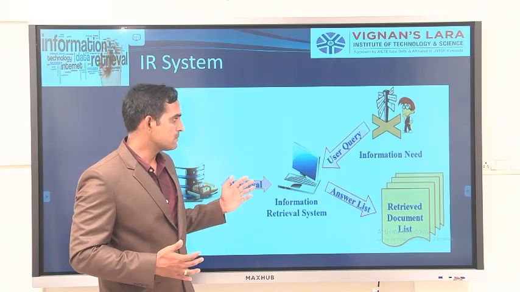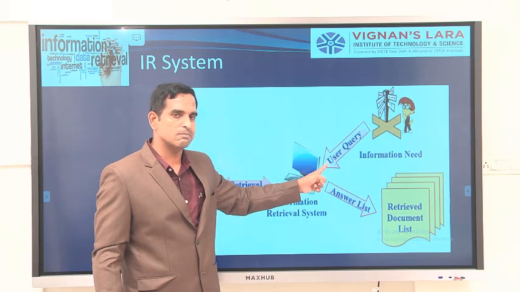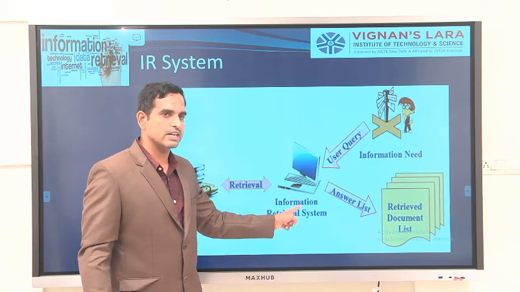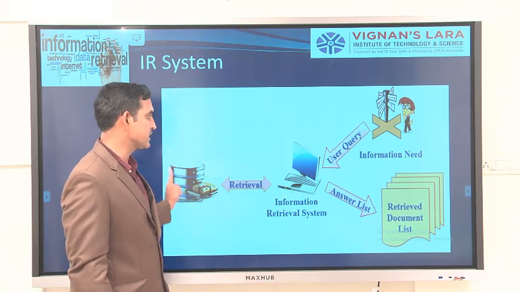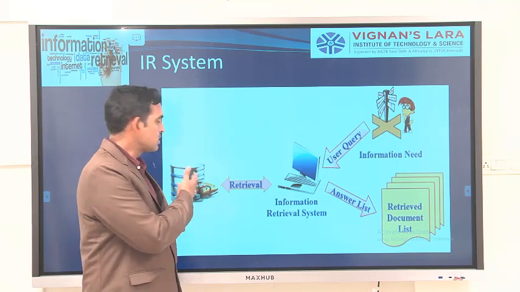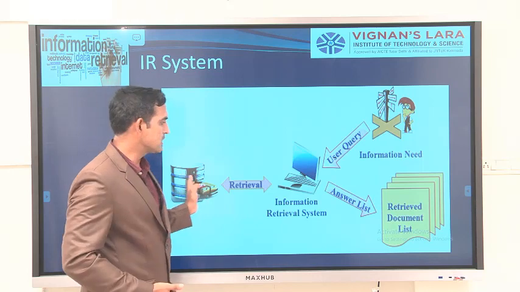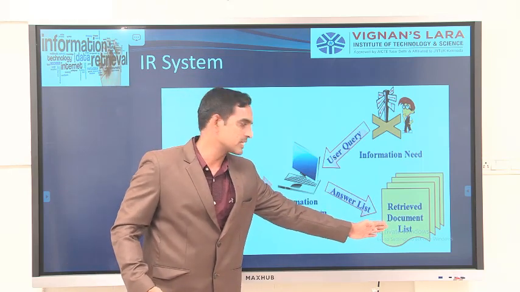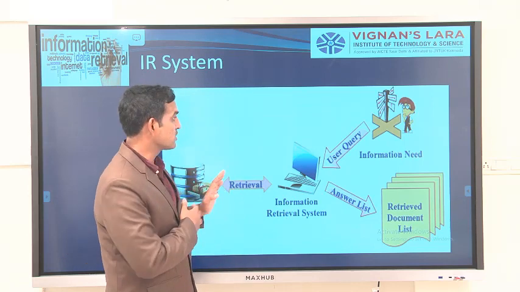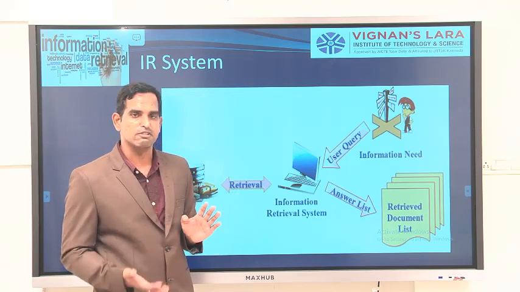This is a basic diagram. As you can see, the user has to provide one information query. A query is nothing but an information need. The information retrieval system has to match that information need with the database. The database contains document objects, so one of the objects will be matched with the information need. That is provided as the retrieved document list in the answer list. This is how basically an information retrieval system works.